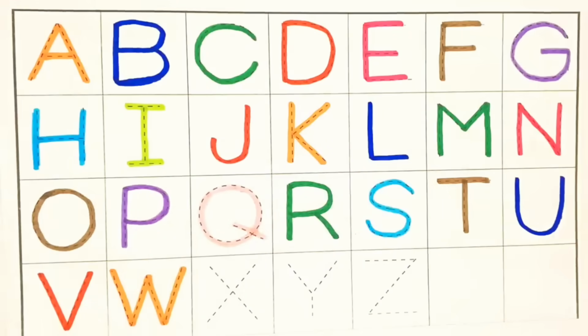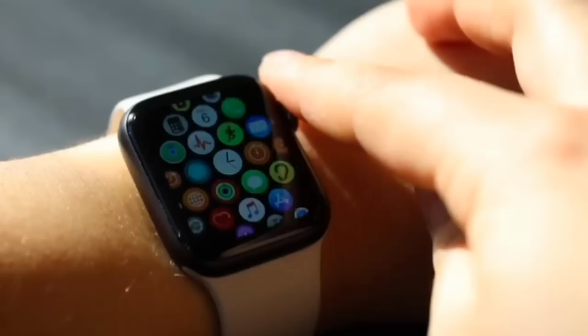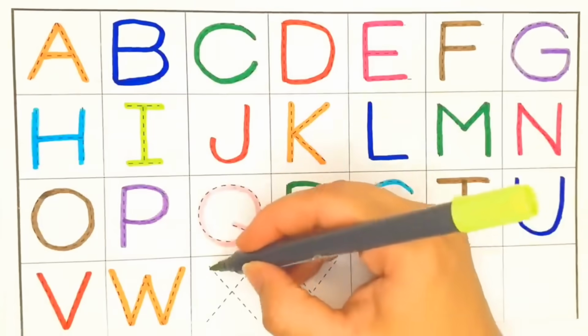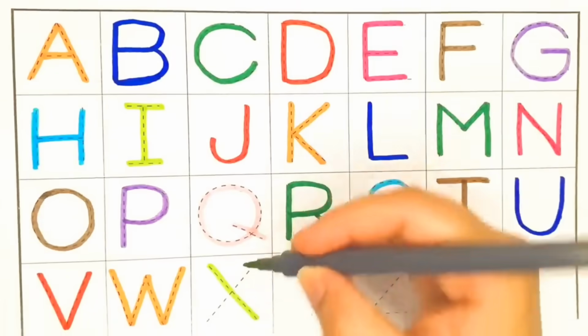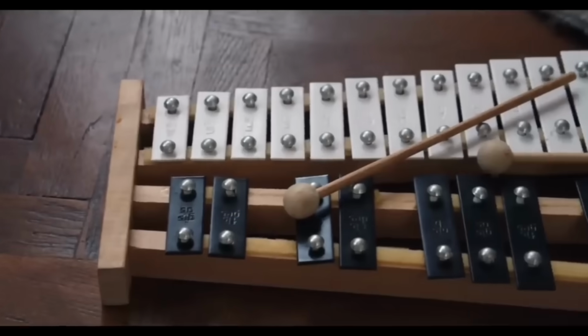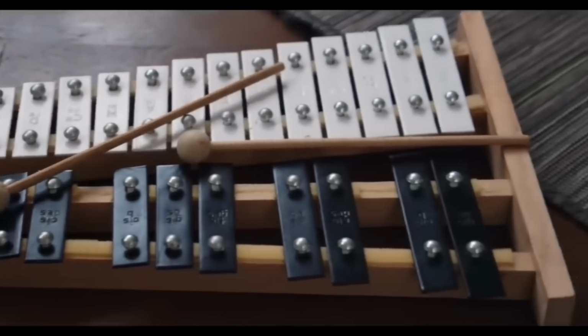Capital W. W for watch. I wear a watch on my wrist. Capital X. X for xylophone. Xylophone makes music.